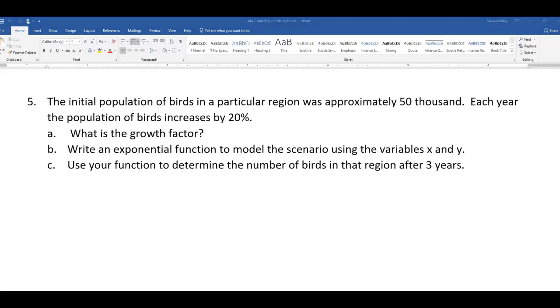All right, so number 5 is another type of word problem. This is the one where instead of giving you 2 points, I give you a growth rate and a starting amount. So first thing that we want to do is we want to find our growth factor. This number here is our growth rate.